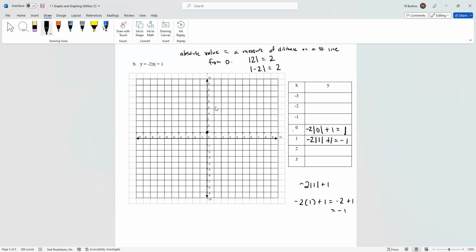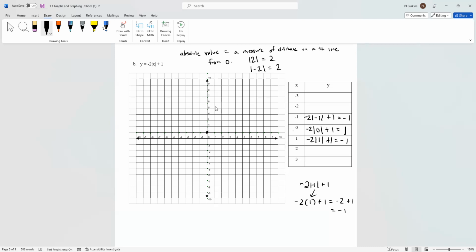Okay. Now, the neat thing is, because it's absolute value, when I plug in -1, I'm going to get the exact same answer. Because the absolute value of -1 is the exact same as the absolute value of 1. So absolute value, if I plug in a -1 here, still gives me this. So I get the same exact answer.